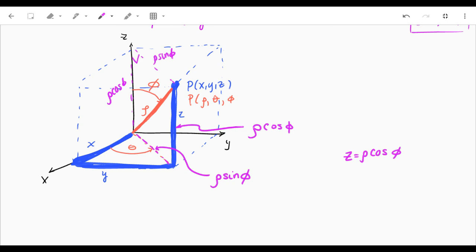Now for x, we have to think about that rho sine phi as being the hypotenuse of another right triangle. So rho sine phi cosine theta will give you x. So x is rho sine phi cosine theta. And then y would be rho sine phi sine theta.